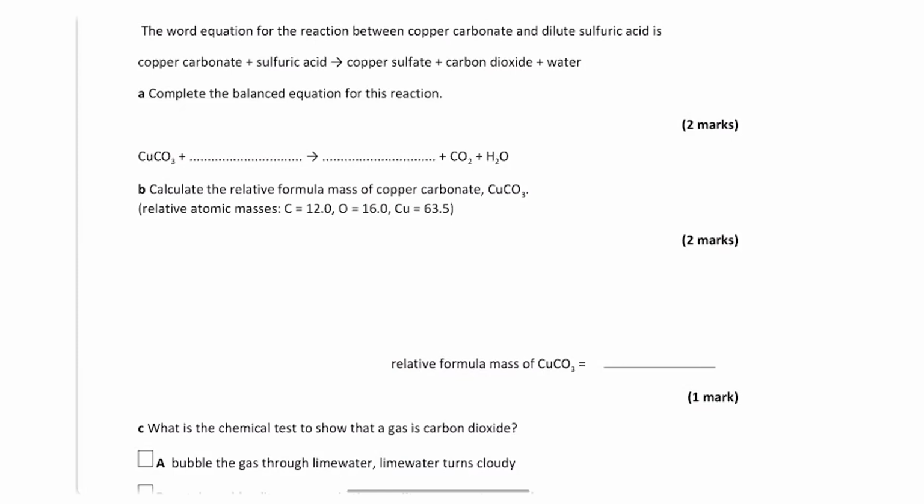Okay, let's have a go at this question. So we need to start off by completing the balanced equation. The word equation for this reaction between copper carbonate and dilute sulfuric acid is copper carbonate plus sulfuric acid goes to copper sulfate, carbon dioxide plus water. They've already filled in copper carbonate, carbon dioxide and water, so we need to fill in sulfuric acid and copper sulfate.